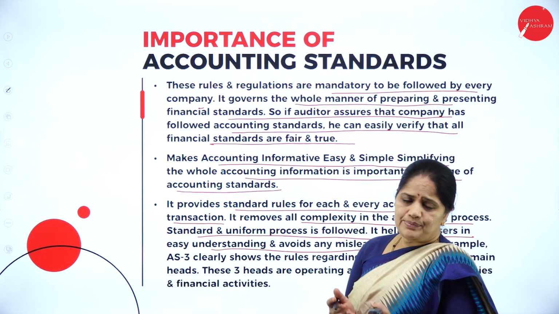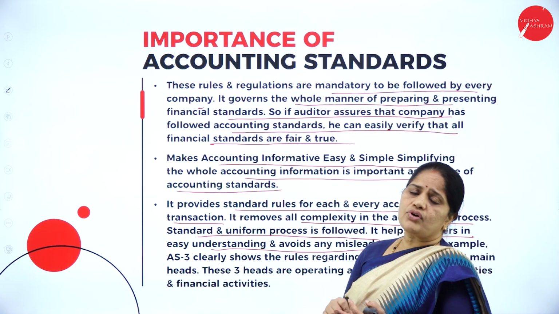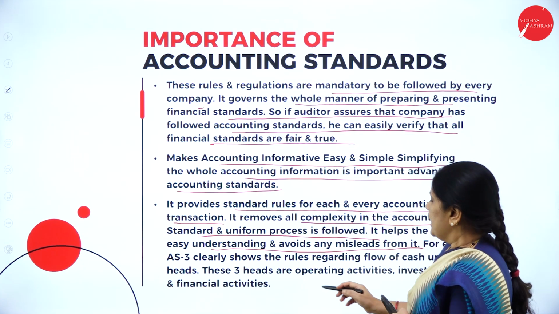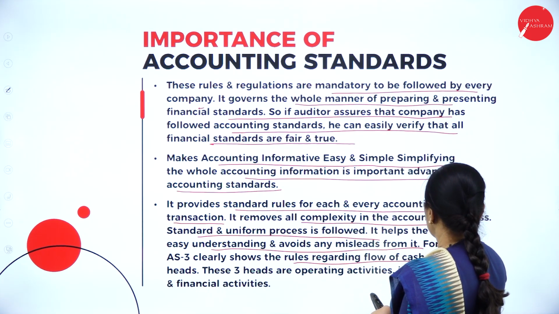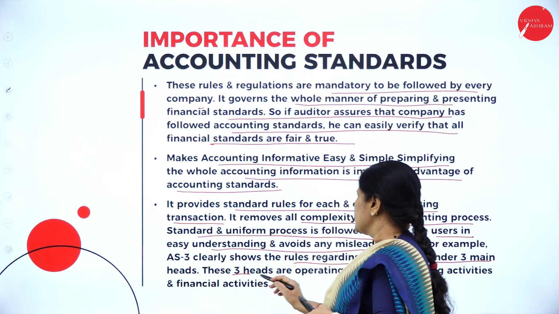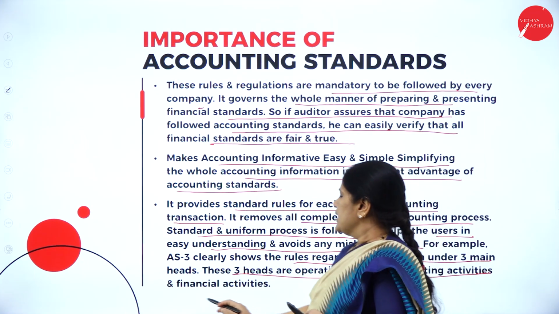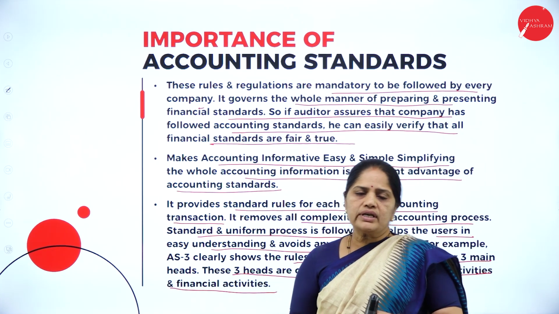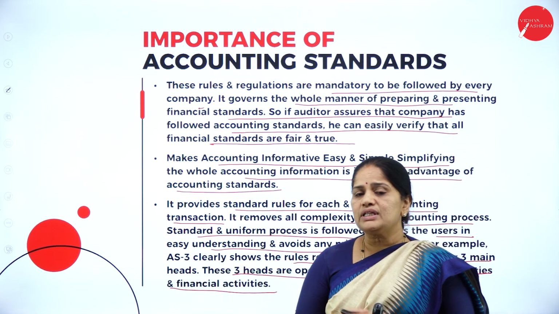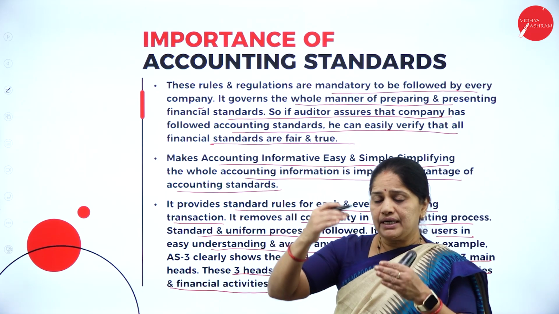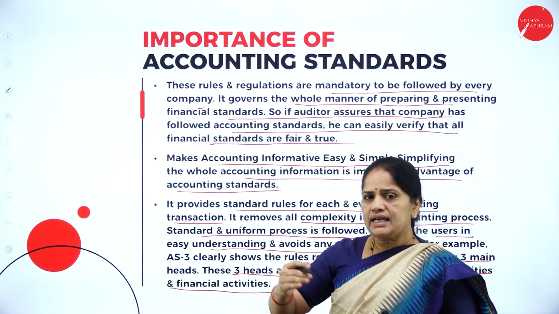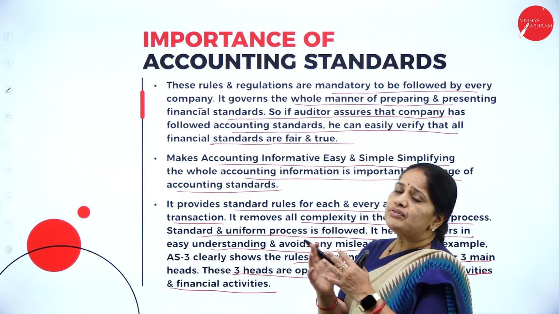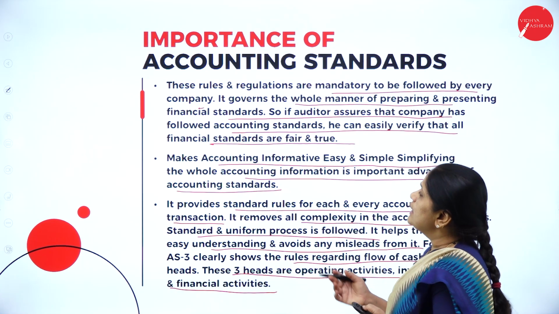So what is the best method of following the accounting procedures? What are the formats? Everything has been mentioned, so you need not bother. For example, it clearly shows the rules regarding the flow of cash under three main heads. The three heads are operating activities, investing activities, and financing activities. Now, accounting standards have prescribed the format for the cash flow. So they have separated it into three heads, that is investing, financing, and operating activities. Based on these three heads, you will be bifurcating the various cash flows into the organization.